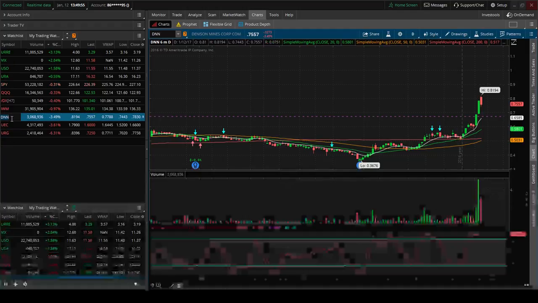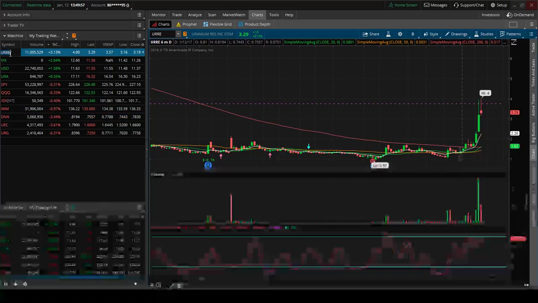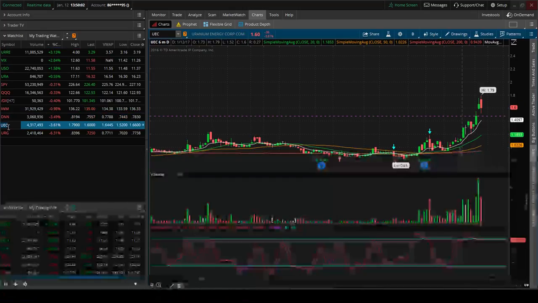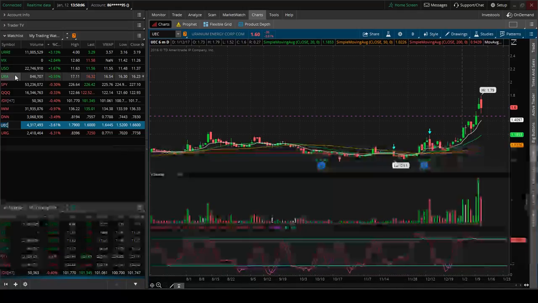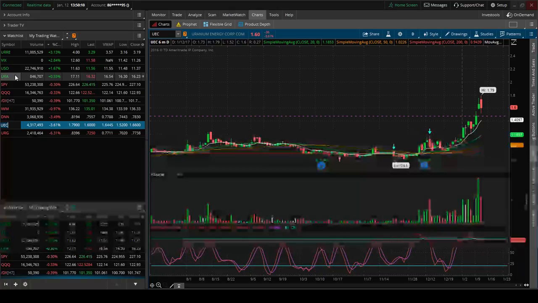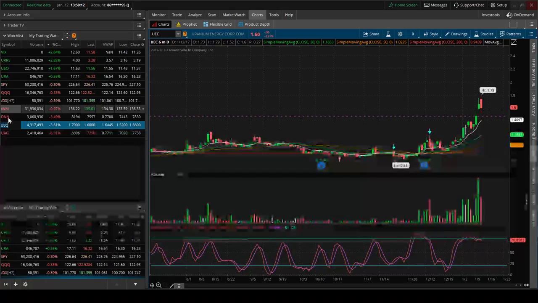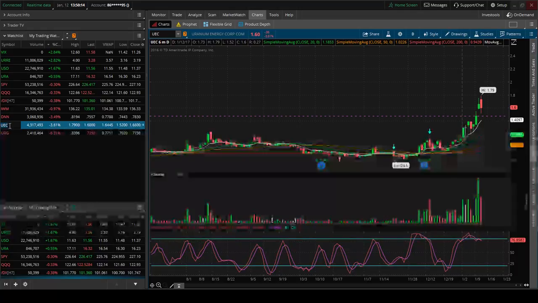Now I did not short URG or DNN because they're under $1, so the reward to risk does not make any sense. So it's focused more on URRE and UEC. Now I did not short URRE because there were no shares to short. It is traded on the NASDAQ, and a lot of these traders who are majority short sellers love to trade and short NASDAQ. So UEC actually is traded under the Amex exchange, and there were shares to short.